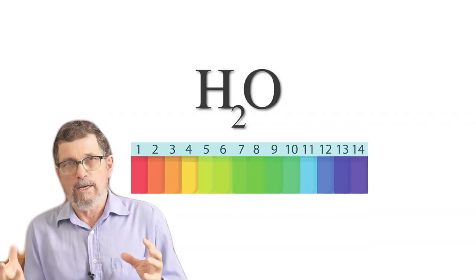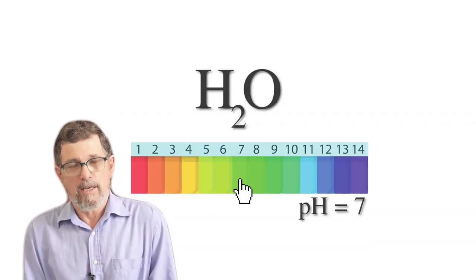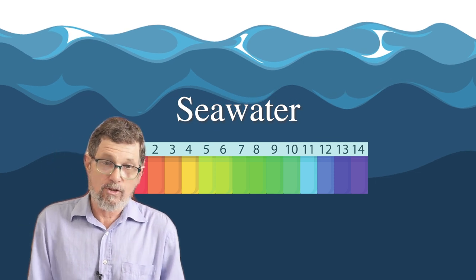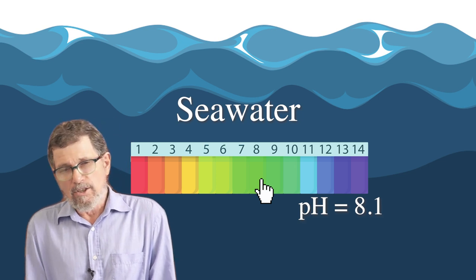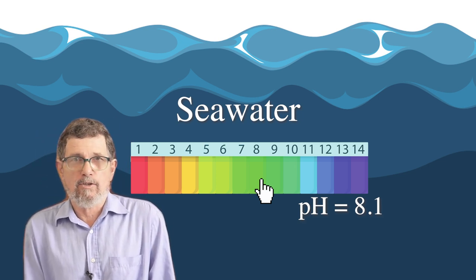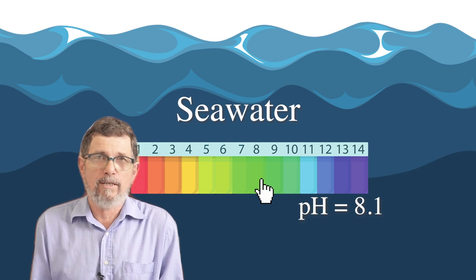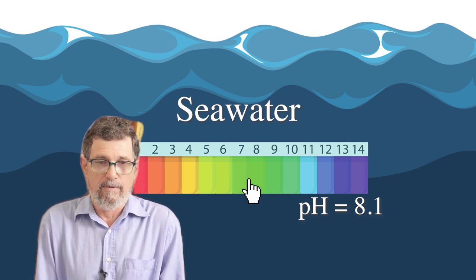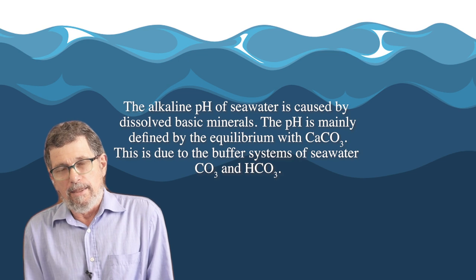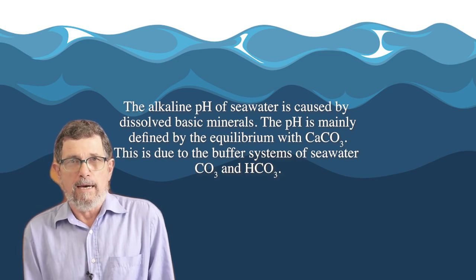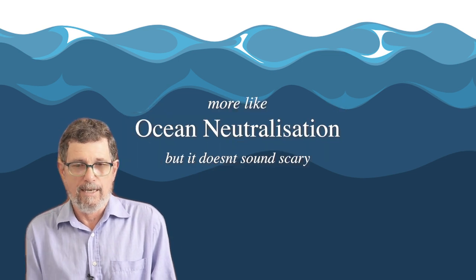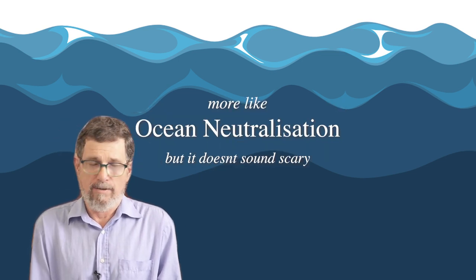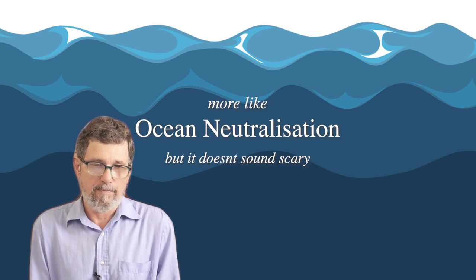Now, on the pH scale, water is neither basic nor acidic. It has a pH of 7. Seawater, on the other hand, is slightly basic, with a pH of a bit over 8. But with the increasing carbon dioxide levels, by the end of the century, this may get down to 7.8 or maybe even 7.6. There is no way that it will ever become acidic. So the term ocean acidification is really a bit of a misnomer. It will never become as bad as that.